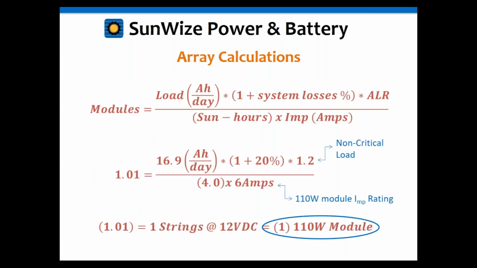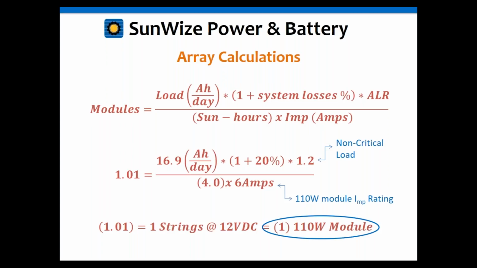Okay, so now if we go through the formulas again, we're going to have 16.9 amp hours a day. I'm going to multiply that by 1.1 for our losses, another 1.2 for the ALR for the non-critical load. Divide that by the 4 sun hours a day and the 6 amps. We're going to go ahead and go back to that 110 watt module again. We're going to come up with a 1.01.